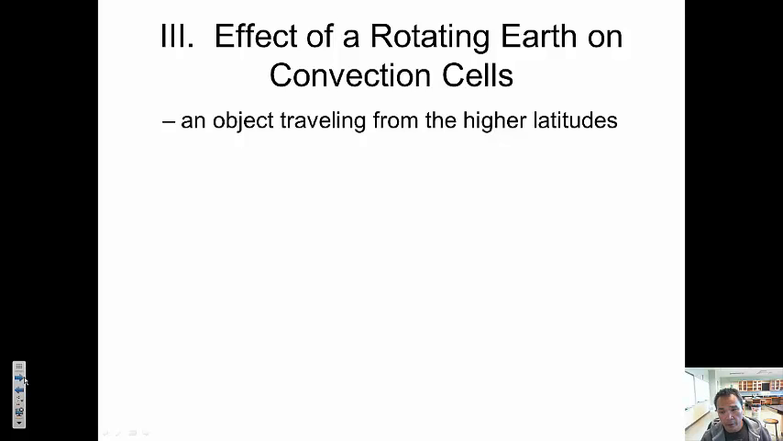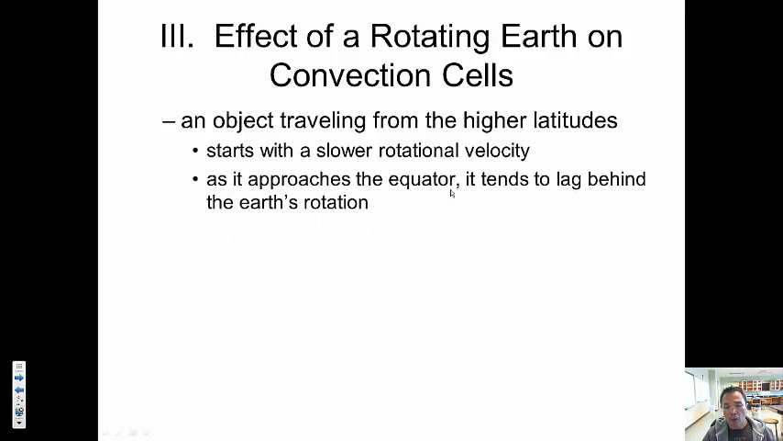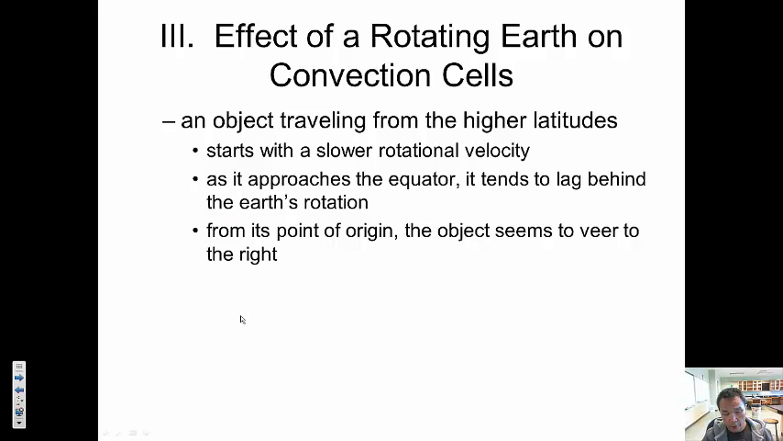We start off at higher latitudes with very slow rotational speed. Now remember, as we're moving south, our rotational speed is heading towards the east. It's an eastward rotation. When we approach the lower latitudes, the object would tend to lag behind the Earth's rotation, because the rotational speed beneath it is moving faster and faster. So if somebody is observing this from the point of origin, or from a satellite above it, the object still seems to veer to the right, just as before.